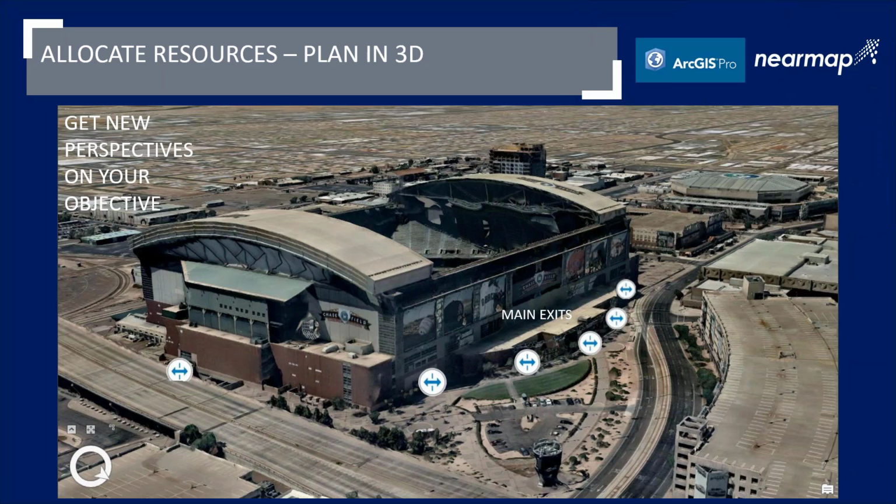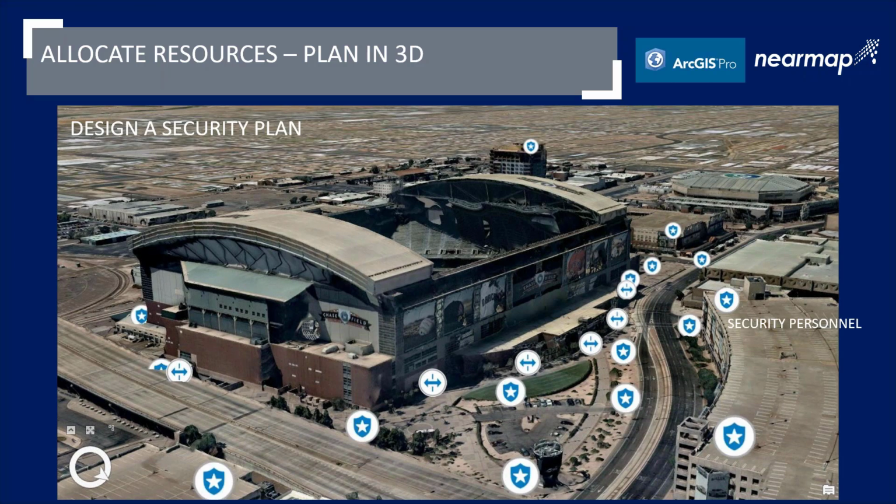So then you can place your main exits, ingress and egress points, so you can get your perspective. Okay, where do we need to put resources, and where are most of the people going to be allocated, as well as placing our security personnel during an event like this. So you can cover the main exits. You can allocate more security personnel on the buildings surrounding it, and then run a viewshed analysis, like I mentioned before, in reverse, to make sure that all of your blind spots are covered by one or multiple viewsheds.